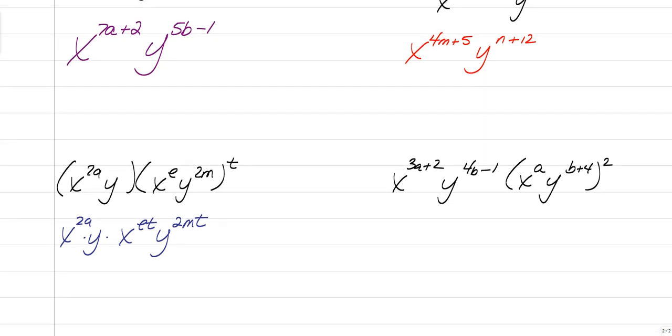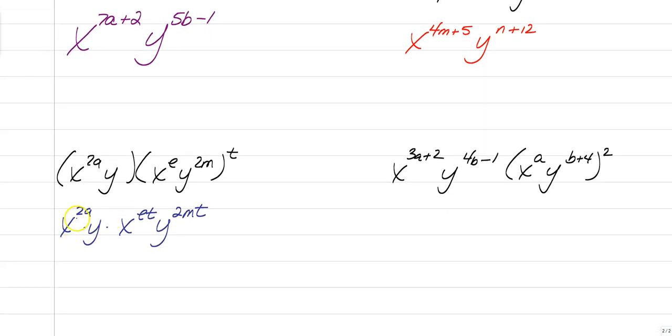Now, we're still going to add these together. So your answer is going to be 2a plus et. There's no combining like terms there, so we just write x to the 2a plus et. y to the, this is a 1, and this is just 2mt plus 1. So same rules. Let me emphasize the fact it's the same rules. All you have to do is apply it differently because the exponents are not just numbers anymore.